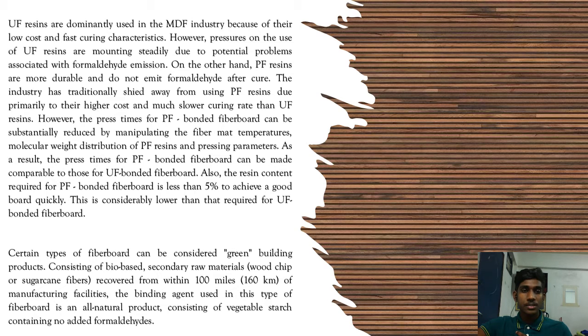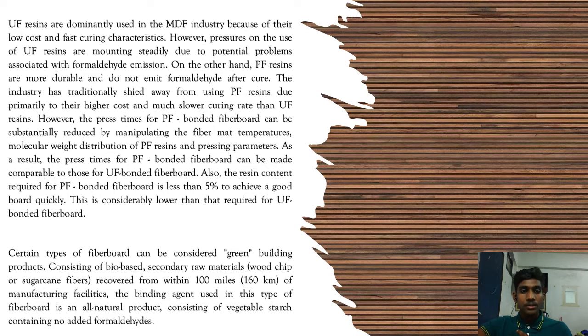The industry has traditionally shied away from using PF resins due primarily to their higher cost and much slower curing rate than UF resins. However, the press time of PF bonded fiberboard can be substantially reduced by manipulating the fiber mat temperatures, molecular weight distribution of PF resins, and pressing parameters.